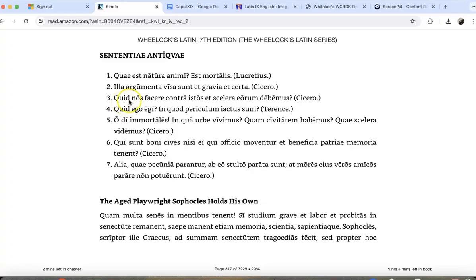Moving on to number 3. Quid nos facere contra istos et scelera eorum debemus. Again by Cicero. This one's a little bit longer. Quid, here's our interrogative pronoun. Again, one of the grammar terms in this chapter. We can see the question mark rhetorically. So quid, and then debemus, mus means we. So what should we do? So quid nos facere debemus means what should we do?